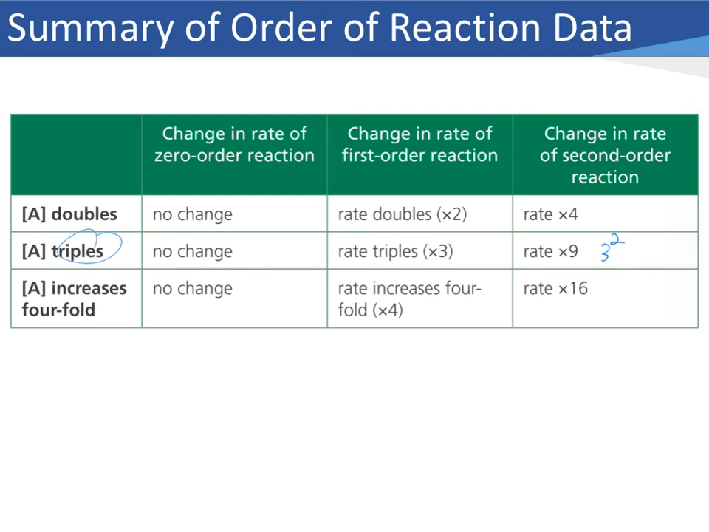If I have a 4-fold increase in the concentration of A, so that's times 4, and there's no change, that is 0 order. If I quadruple the concentration of A and the rate increases by a factor of 4, that is first order, and 4 squared would be 16, so for a second order reaction, if I quadruple the concentration of a reactant, it would make the rate of the reaction increase by a factor of 16. Crazy.